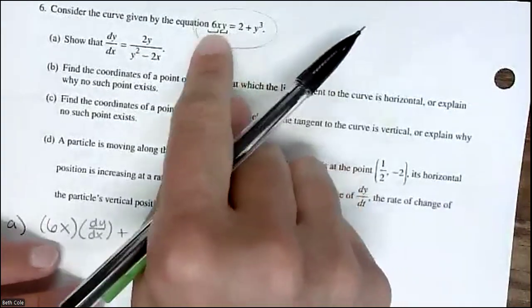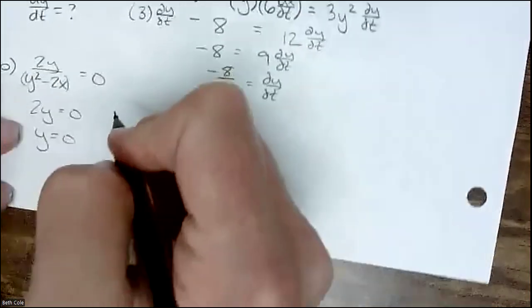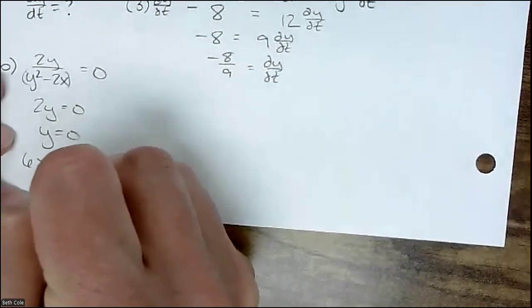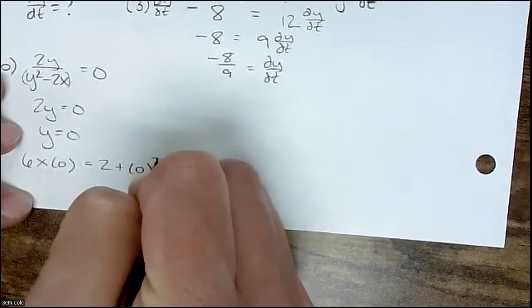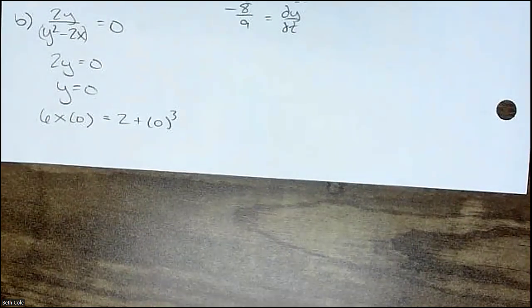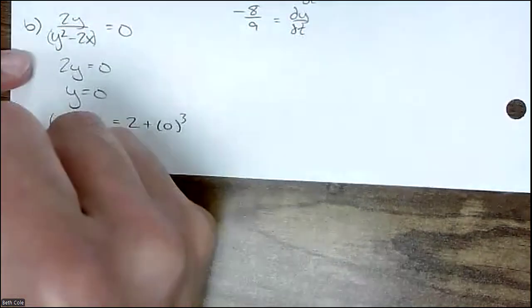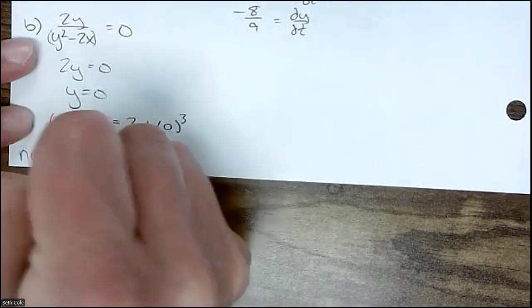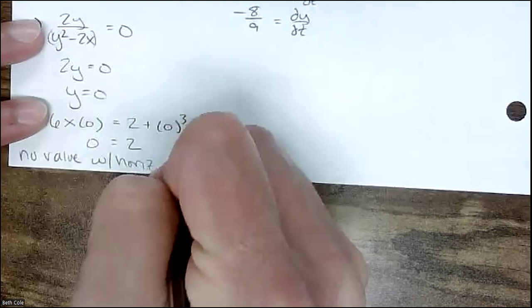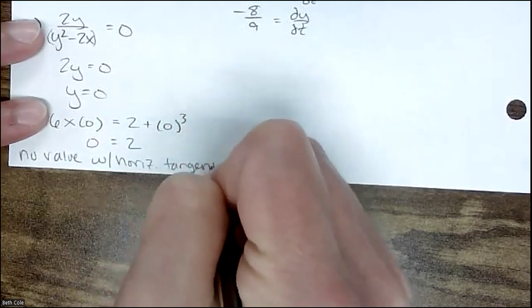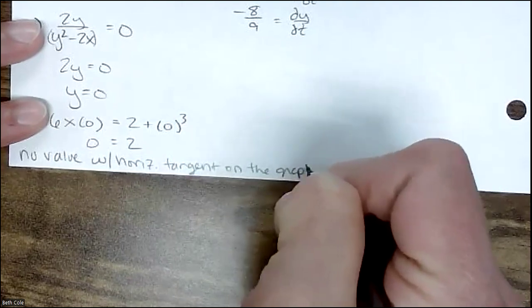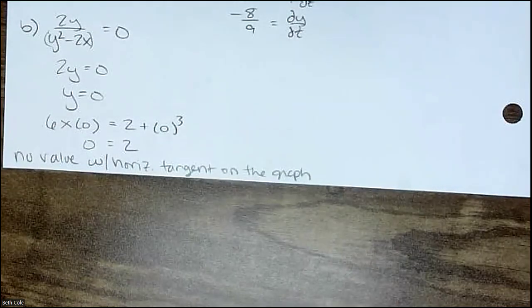I don't want to keep moving my paper up and down. You guys have this printed there. Can you just look at that? Okay, we're going to plug 0 in for y. So it's going to look like this. 6x times 0 equals 2 plus 0 cubed. That's what you get if you plug in 0 for y. How does that shake out? You get 0 equals 2, which does not make any sense. So you would say no value with horizontal tangent on the graph, or however you want to word that.